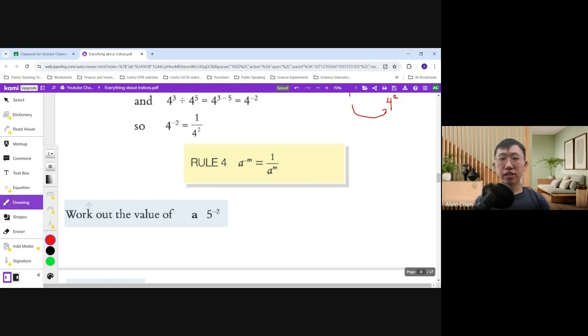First question here, work out means you are going to solve, give the final value by solving it. So what is the value of 5 to the power negative 2? So first step, copy this. Next, play around, put 1 over. This one change as a positive power. So you're going to write 5 squared. Continue to solve what is the meaning of 5 squared. So that's 1 over 25.